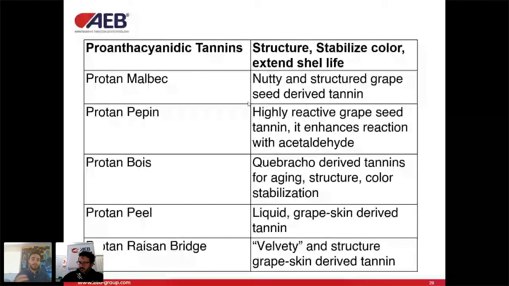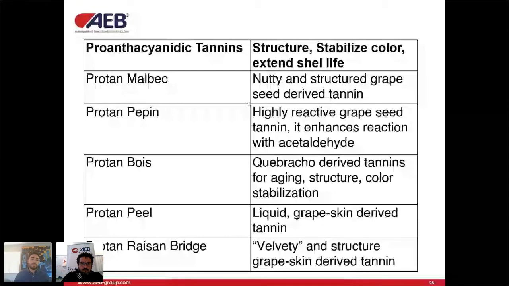Quebracho is a wood. However, it is rich in polymeric condensed tannin, and I think they can help you, starting from the quebracho, that is giving more structure and is more rough, to the seed tannins, to the skin tannins that instead are more velvety and light on the palate.